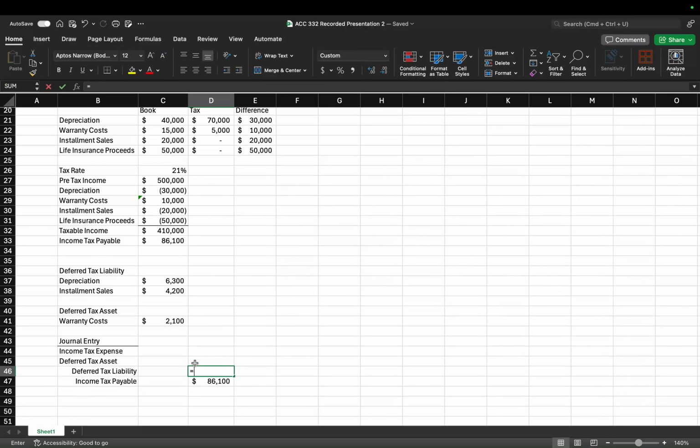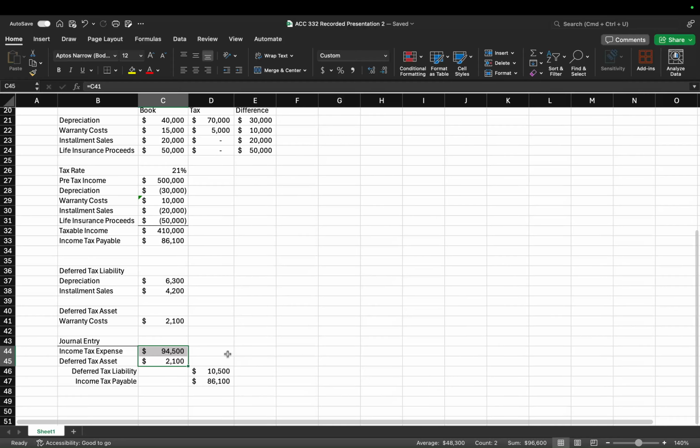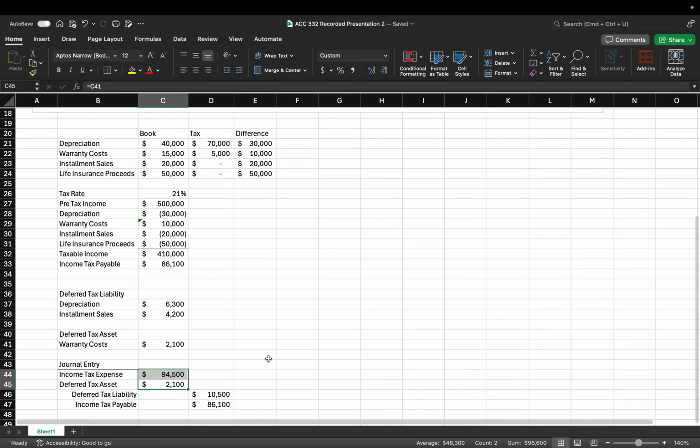And then our deferred tax liability, we saw depreciation and installment sales, so we're just going to add these two together. And then our deferred tax asset, again, we calculated that as well. And then now we can simply solve for our income tax expense. And then here we have a balance of 96,600 on our credit side and 96,600 on our debit side. Everything balances, everything checks out.